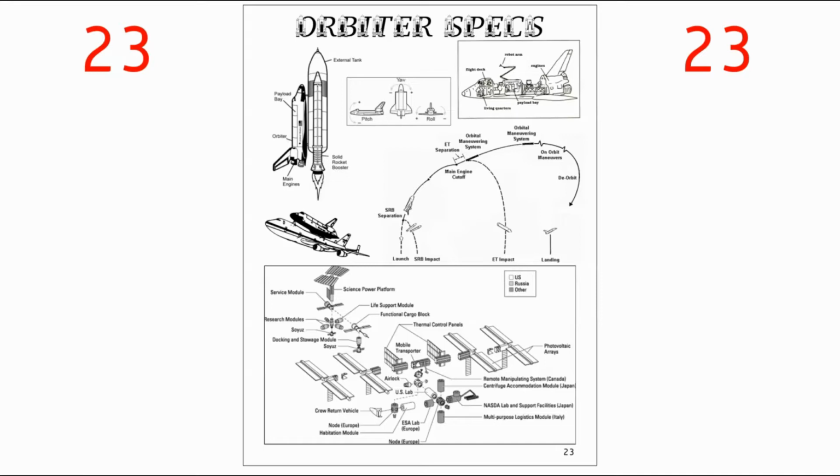We're going to look at the specifications of the shuttle and the orbiter here. So the space plane is known as the orbiter. And the space plane can have the same flight mechanisms as an airplane: pitch, yaw, roll.